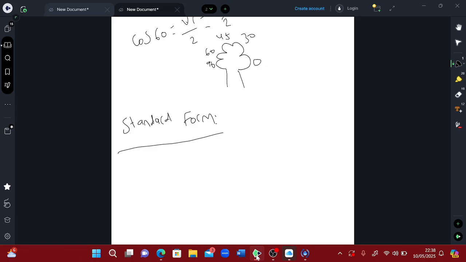So a standard form is essentially any number that looks like this: a times 10 to the n, where n is a power, and a is a number between 1 and 9. So for example, 1.2 times 10 to the 6 is standard form. 6.4 times 10 to the -3 is also standard form. Also negatives as well.